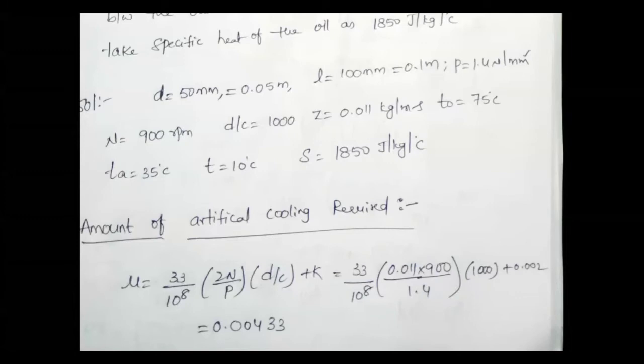So there is no use of giving up your data book in your examination. I will tell you that it is simply a copy paste exam. Just copy your formula of coefficient of friction, then simply put in the values. Write down the formula and substitute the relation. Mu equal to 33 by 10 power 8 Zn by P, D by C, plus K. Already I mentioned that K is the side leakage factor, so 0.002 is the standard value.